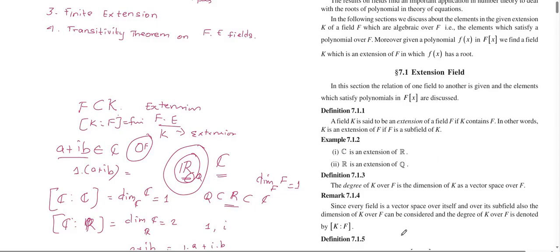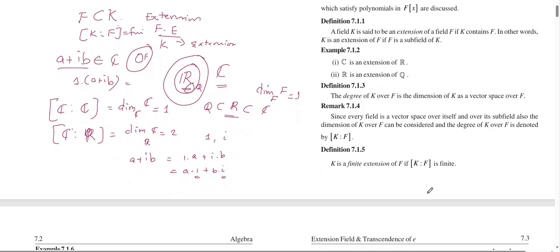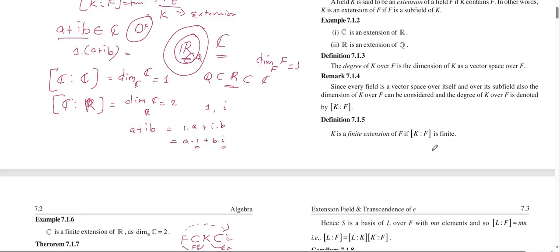And as far as degree is concerned, you have the dimension of K over F. Finite means the degree of K over F is a finite number. So K is a finite extension if the degree of K over F is finite. Degree means dimension. Now C is a finite extension of R because the dimension of C over R is 2.